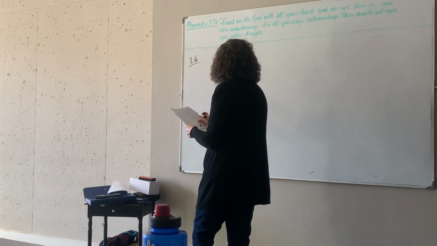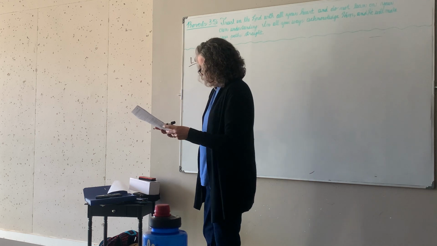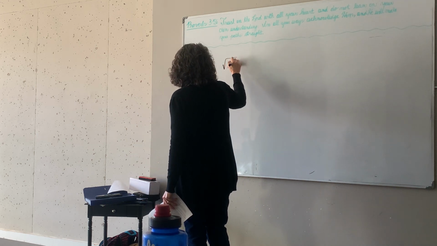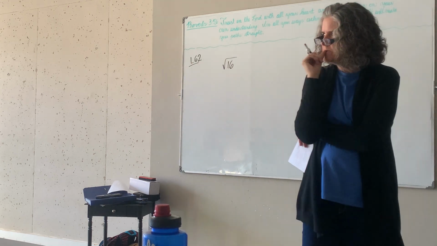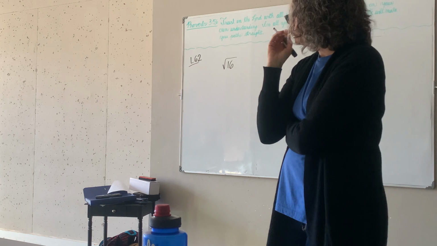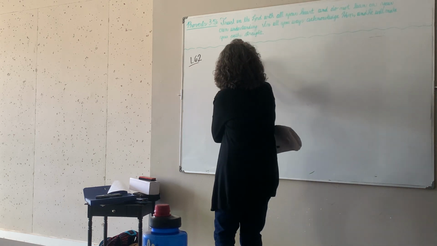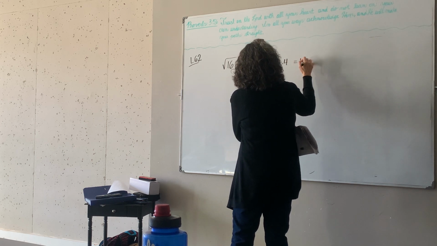All right, this is lesson 62. All right, what is the? You don't have to write this part until we get to the example. What's the square root of 16? 4. How do you know it's 4? Because 4 times 4 is 16. Okay, so Laurel says she knows it's 4 because 4 times 4 is 16.